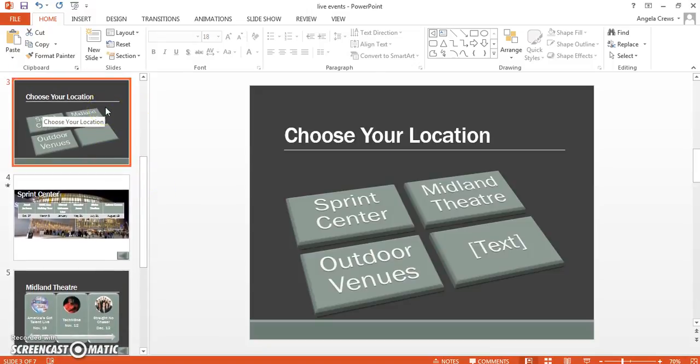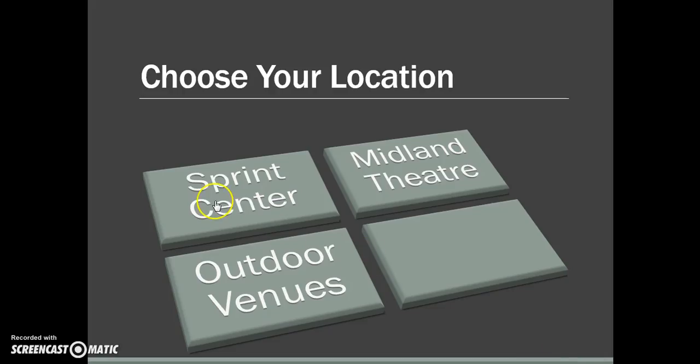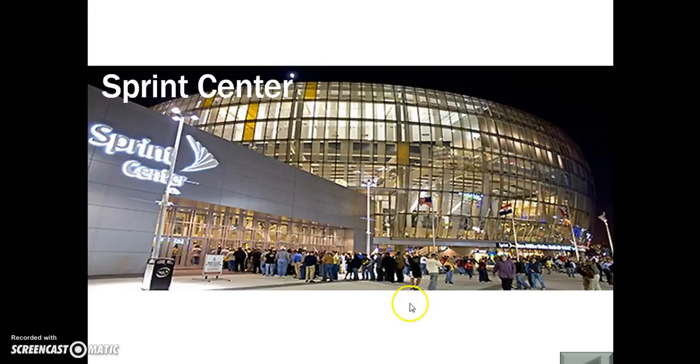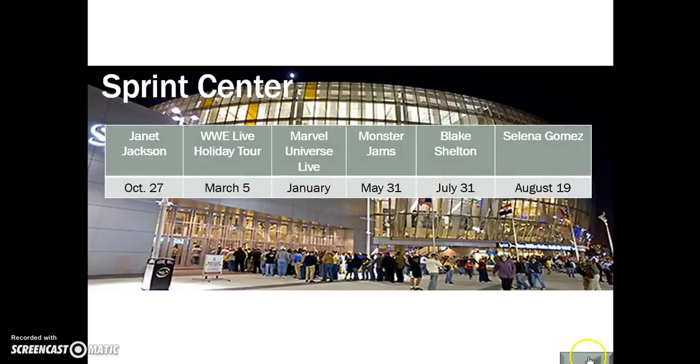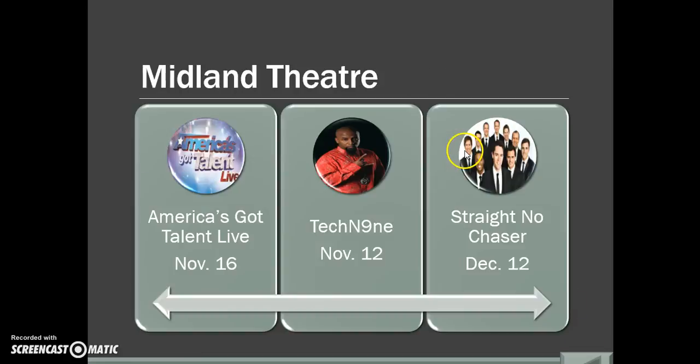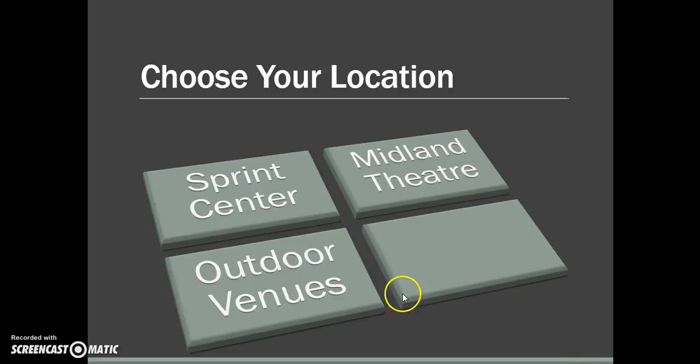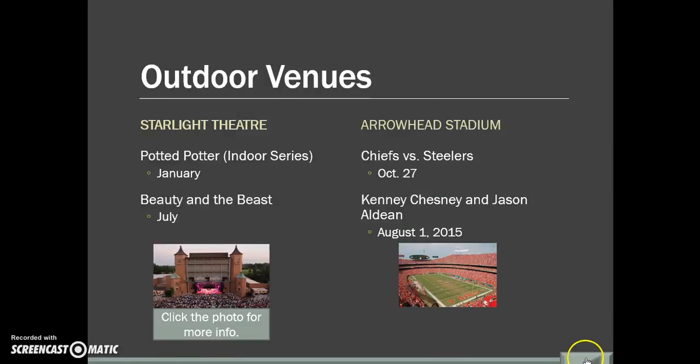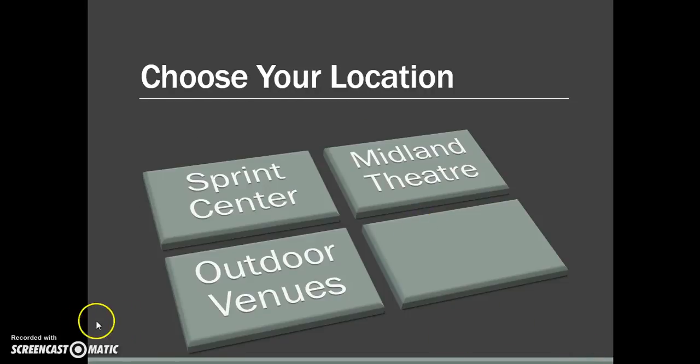All right, so how that works is when I show my PowerPoint, I click on Sprint Center, and it goes there. Oh, and then my table would show. I'd probably get rid of that animation, to be quite honest with you. Go back, go to Midland Theater, go back, outdoor venues, go back, to be determined. Okay.